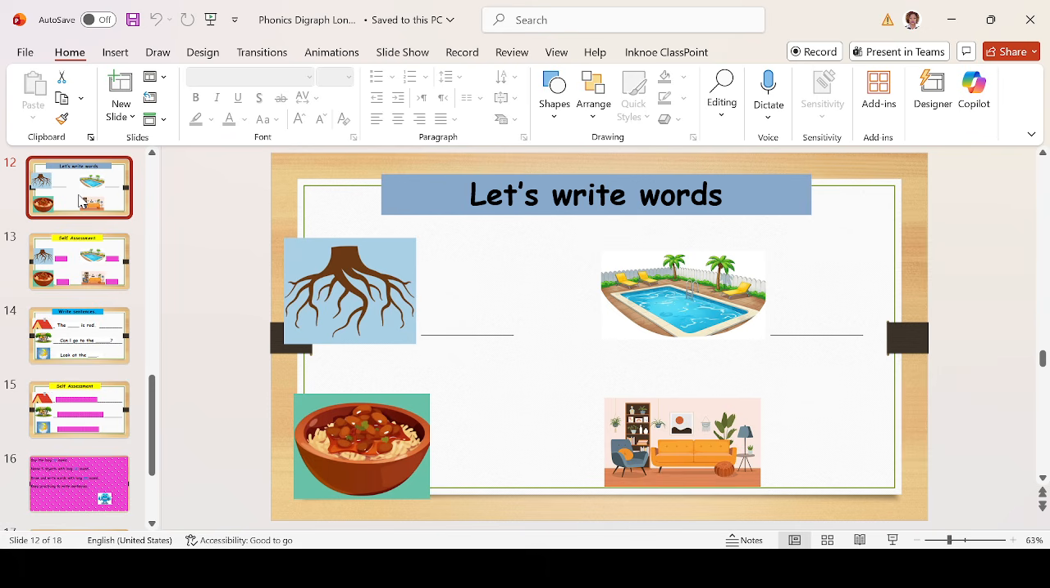I will tell you the names, okay? So for this one, can you write the word root? Root. And here, pool. Pool. For this one, food. Food. And here, room. Room. All right, but if you need my help, let's do together.